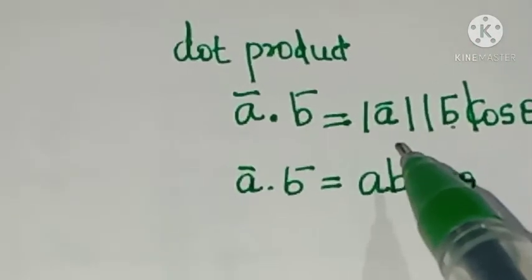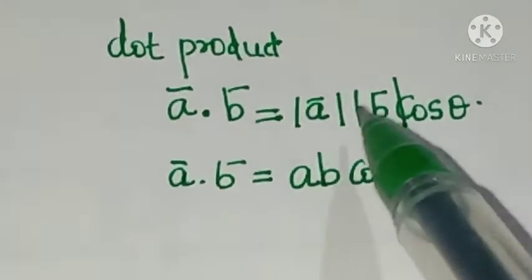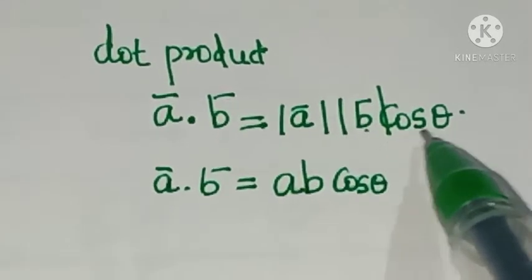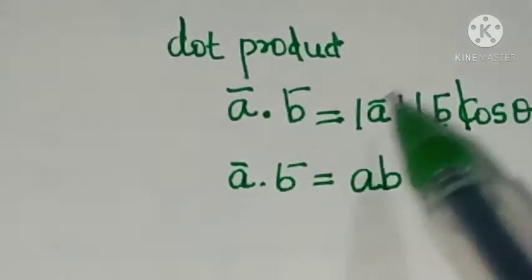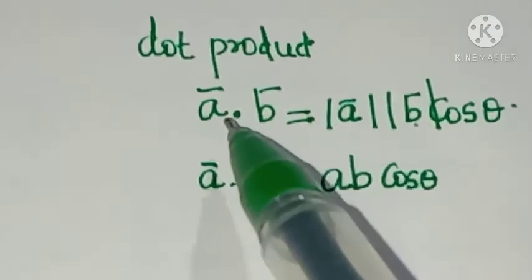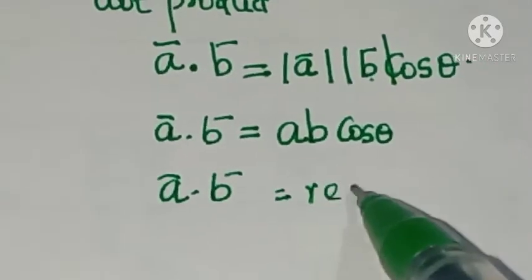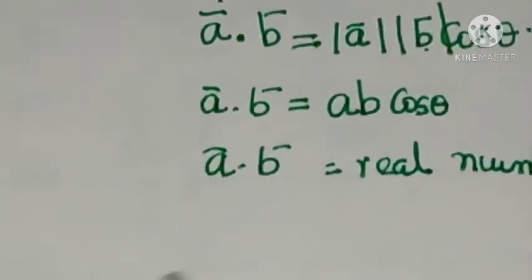Here vector A and vector B are two vectors and their magnitudes are positive quantities, and cos theta is also a positive quantity, and positive means it is a real number, and therefore A dot B is always a real number. Okay, A dot B is always a real number.